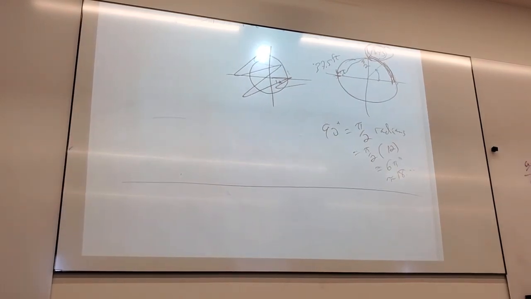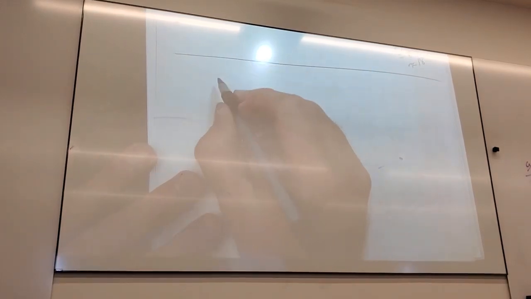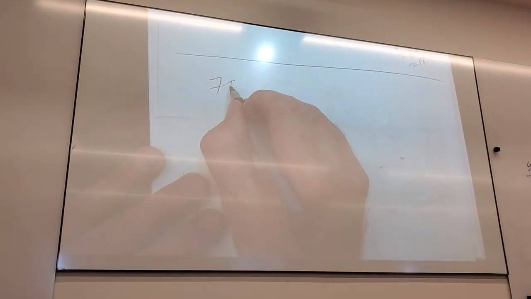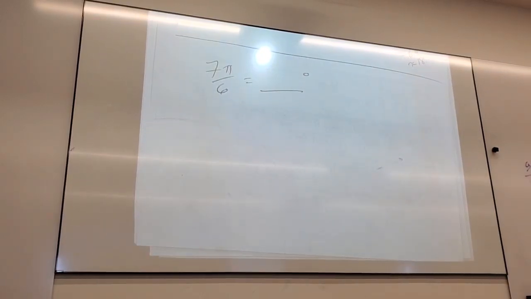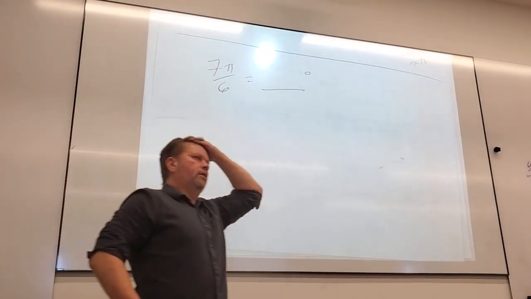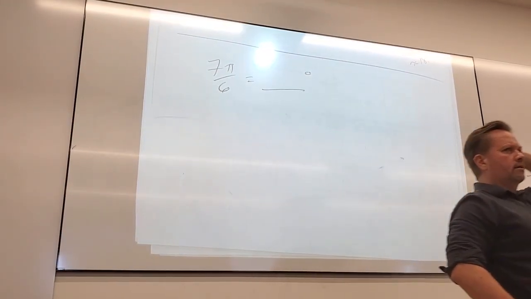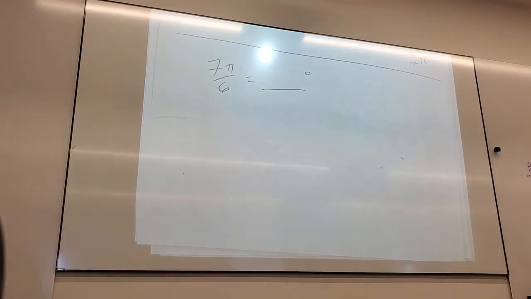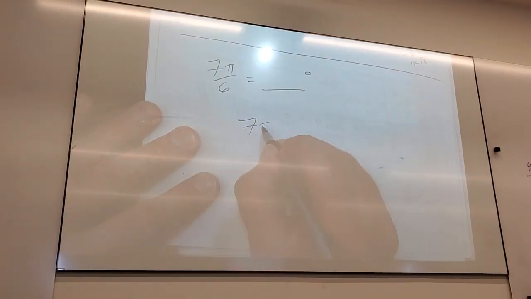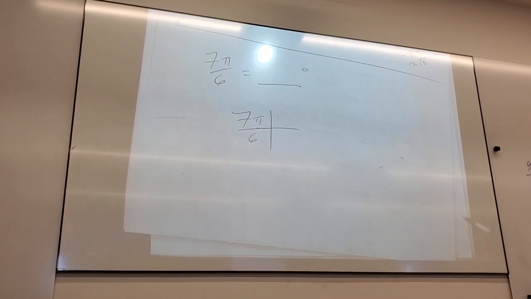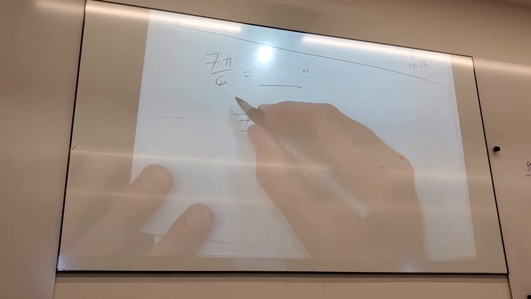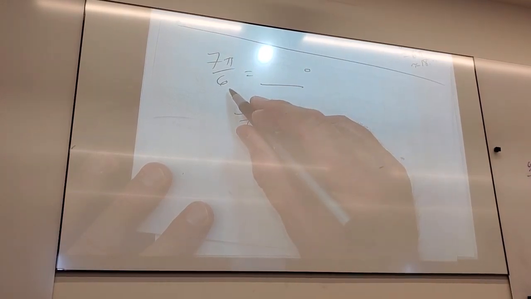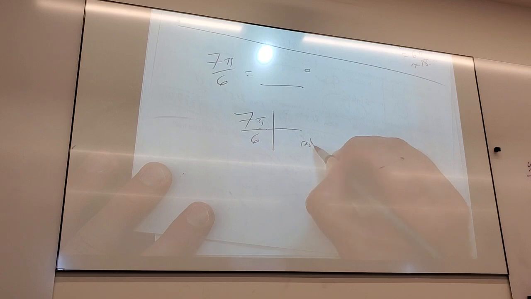All right, so what if I wanted to go the other way? What if I've got 7 pi over 6 radians, and I want to change that to degrees? Let me see if you guys can figure out how to do that. Let me help you out a little bit. There's a shortcut, but let's do it the long way first. 7 pi over 6. What units is it currently? Radians. So I want to get rid of radians, so I'm going to put it down here, and I want to go to degrees.